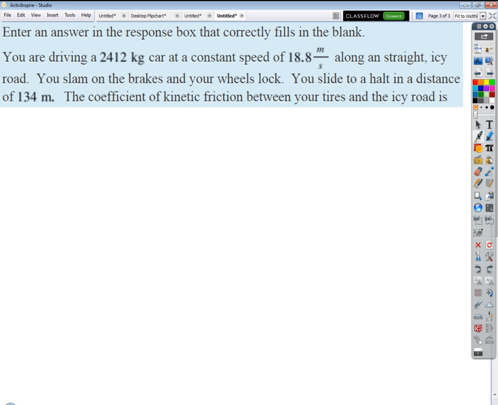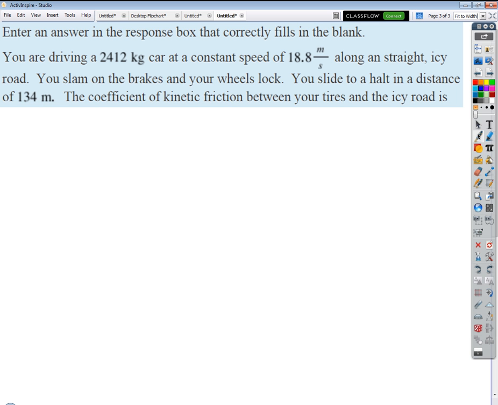Good. We're trying to find the coefficient of kinetic friction, right? Is that like mu? Yep, mu sub k, k for kinetic. And they're telling us how far it slides, right? So really, what have we got going on here in terms of what's the only force acting on the car?